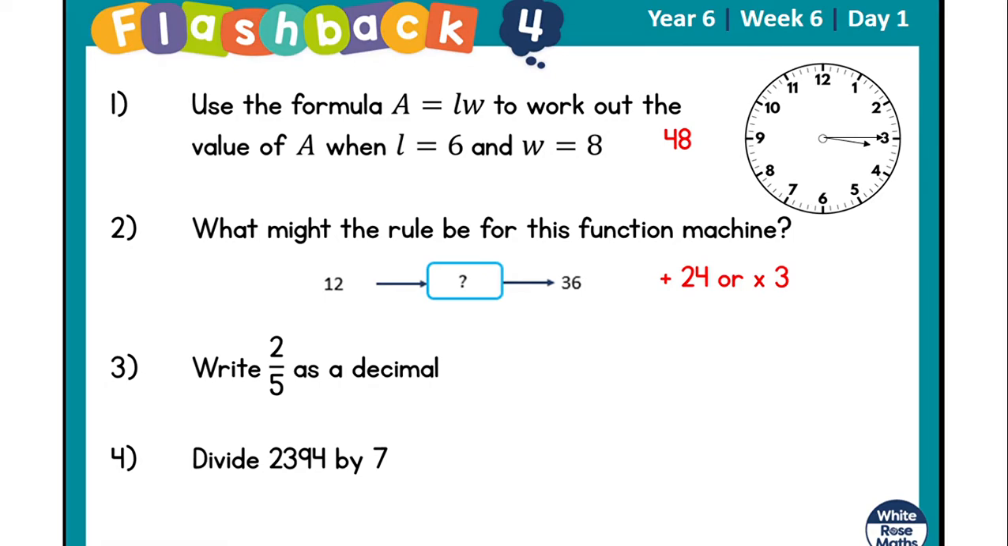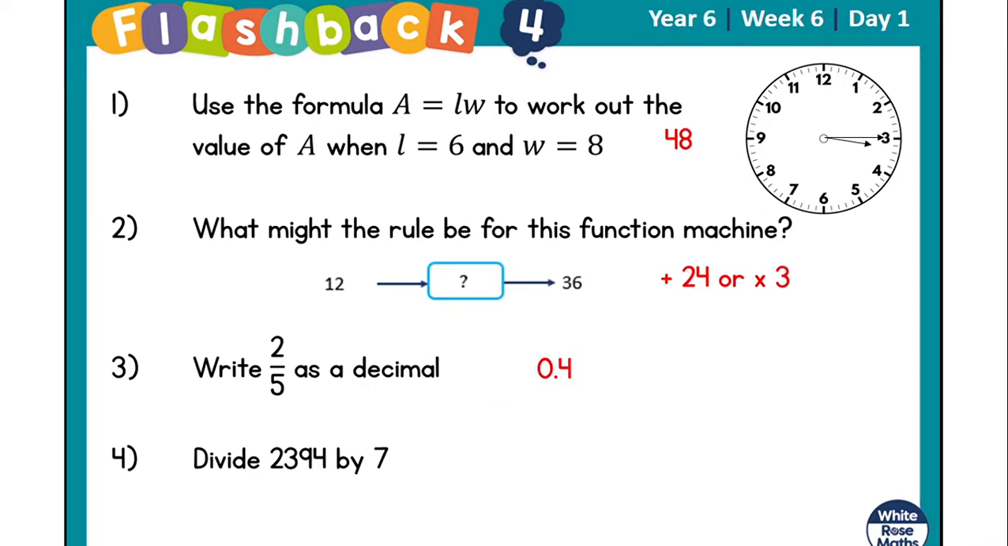Number 3, write 2/5 as a decimal. Okay, well we know that 1/5 as a decimal is 0.2, so therefore 2/5 will be 0.4. Number 4, divide 2,394 by 7. We can use some short division to get the answer of 342. Okay, well done if you got all of those right.